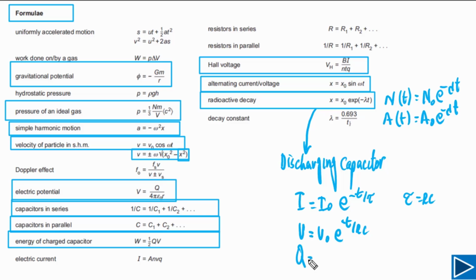Q, we can also say this will be equal to q naught, the initial charge, times e to the power of negative t over RC. So understanding of this formula is very important. All these formulae you can simply remember with this relationship. This is exponential decay, also exponential decays. And the last one is about decay constant. This is the half-life. So if you have the value of half-life, you can plug in here and find out the decay constant.